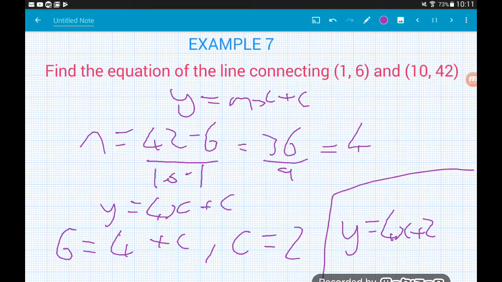Now you can check these answers against our coordinates here. So does this work with (1, 6)? Well, 4 times 1 is 4, add 2 is 6. Cracking. 4 times 10 is 40, add 2 is 42. Cracking.